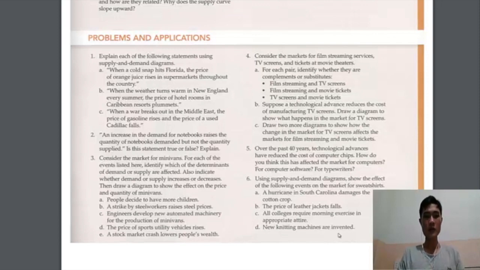Hello everyone, I'm Long. Now we'll answer question 1 in chapter 4. Explain each of the following statements using the supply and demand diagrams. I have prepared supply and demand diagrams for 3 statements.